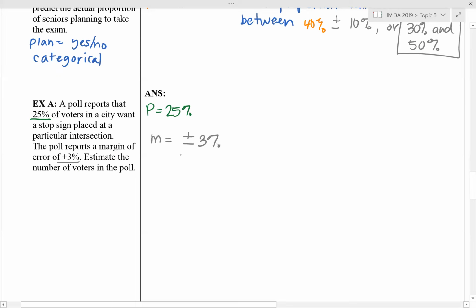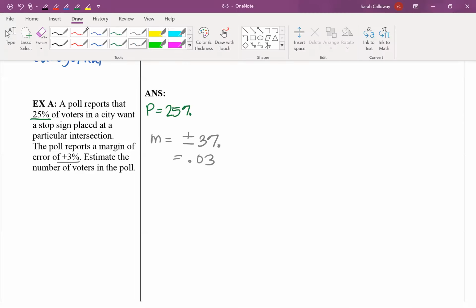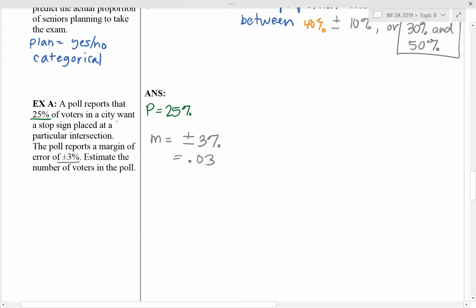So the margin of error is plus or minus 3%, so that's about 0.03. Since this is a yes or no question, this is categorical. So again this is a categorical question variable. So we're going to use that same margin of error formula again.